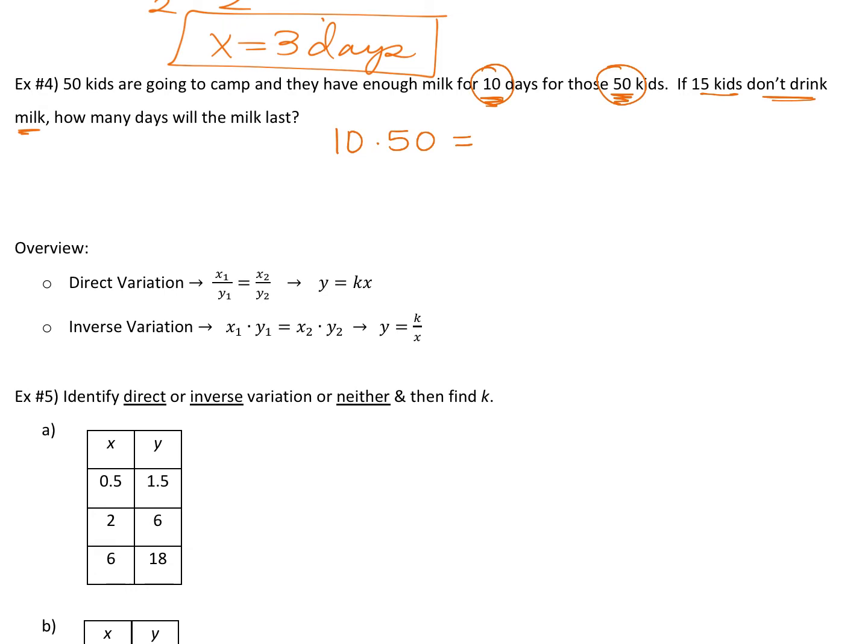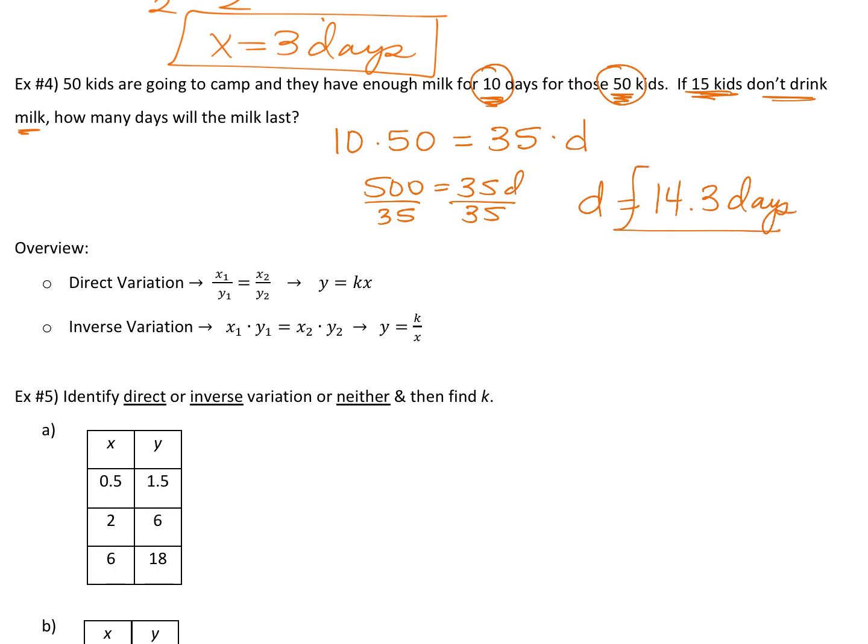Now stop and think about this. Equals what? 35, right? If 15 kids don't drink milk, that means 35 do drink milk. So 35 times however many days, I'm calling it D, you can call it X if you want. So then you solve that. 500 equals 35D, divide by 35, and we get D equals 14.3 days. Questions on that?